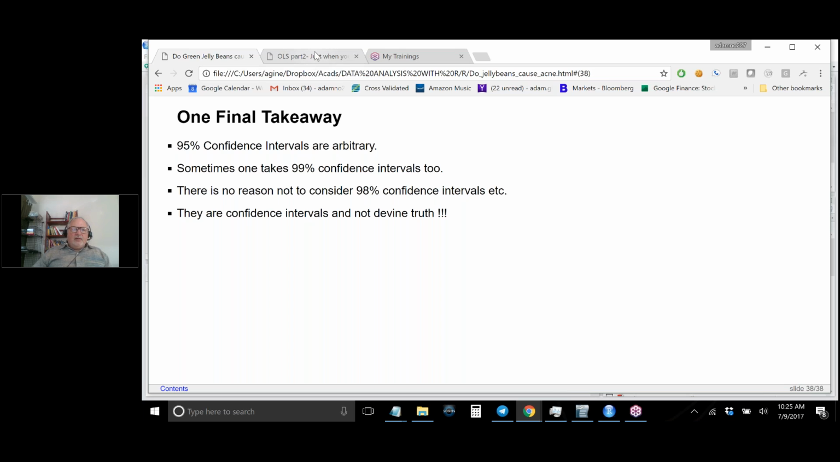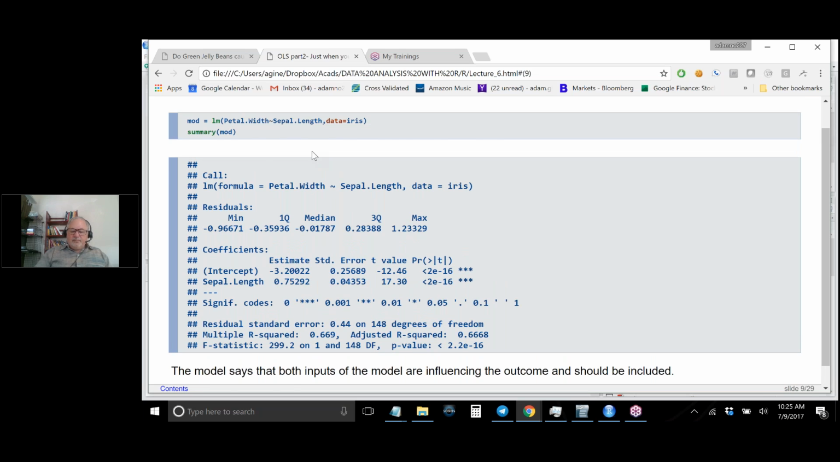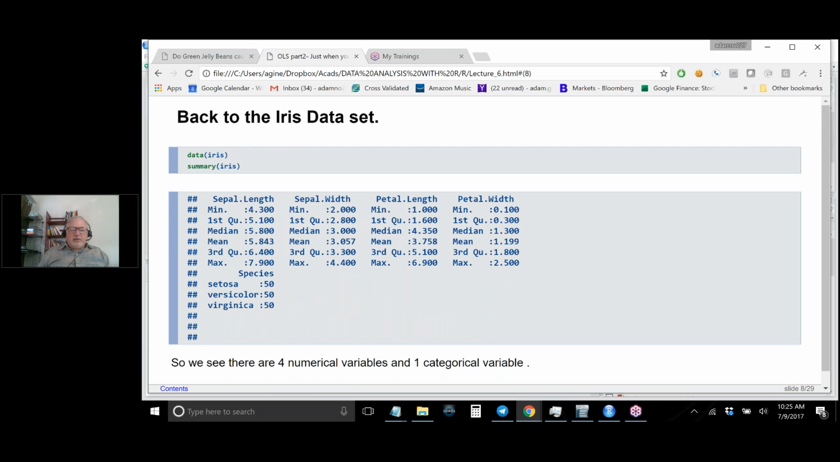All right, having said that, let's take a look at what some linear models do. So I'm going to go back to the famous iris data set, which I believe was used by Ronald Fisher.